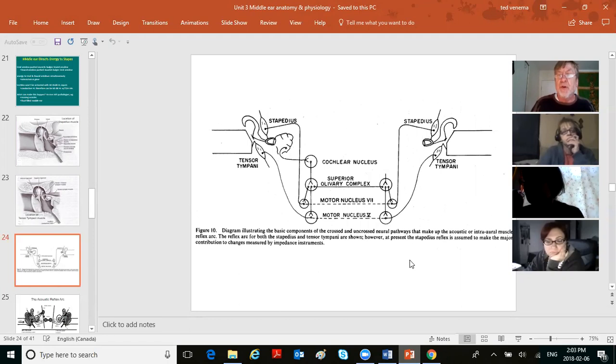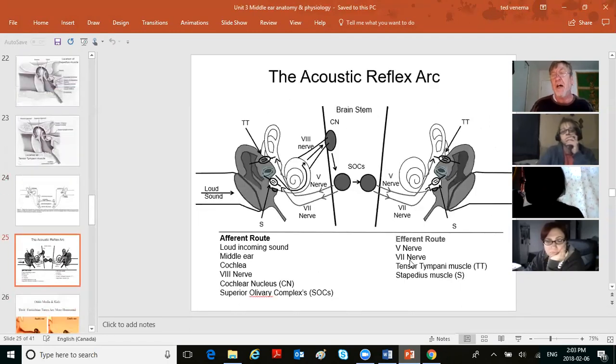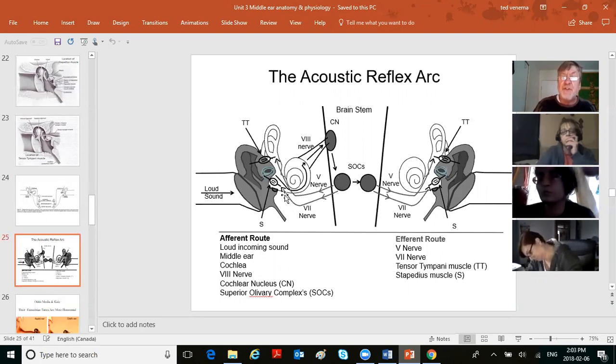Now, this is a boring drawing. Here's a picture I drew of it, just about as boring. Okay, but here's the loud sound, outer ear. Here's your afferent root. Outer ear, middle ear, cochlea or inner ear. You can see the arrow. 8th nerve going to the brain stem, and then see these light gray arrows. That's efferent. Message going here to your tensor tympani, message going down the 7th nerve to your stapedius muscle.